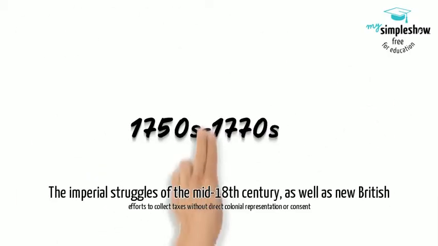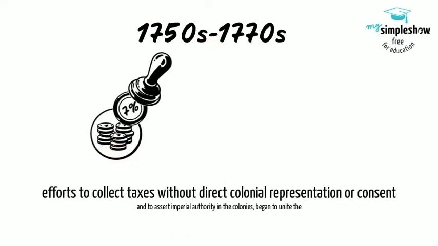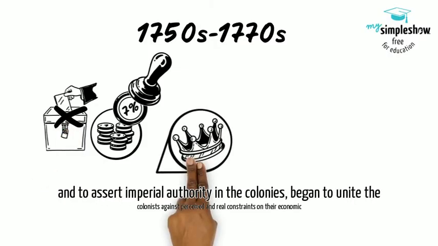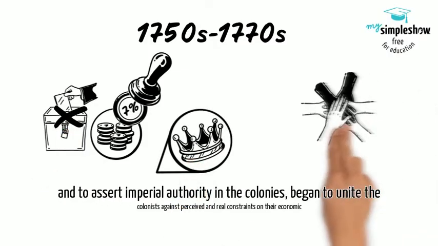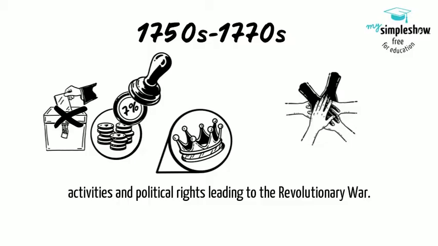The imperial struggles of the mid-18th century, as well as new British efforts to collect taxes without direct colonial representation or consent, and to assert imperial authority in the colonies, began to unite the colonists against perceived and real constraints on their economic activities and political rights, leading to the Revolutionary War.